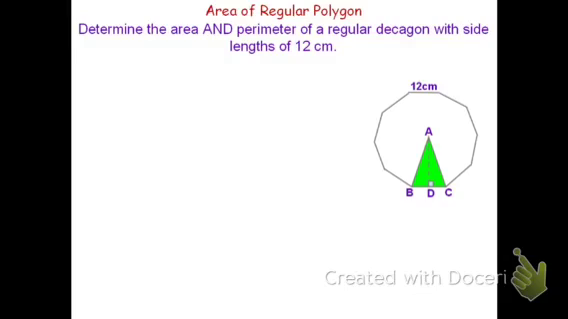However, I don't know how tall the triangles are. I don't know the length of AD. So in order to find the area of the decagon, I need to know the base and the height of the triangle, which is where I'm going to proceed. I'm going to find those dimensions before I find the area or the perimeter.